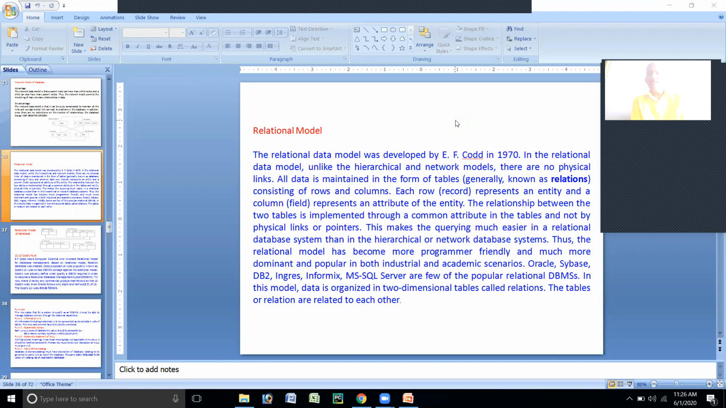For example, if you take one table, I'll take yours only. When you took admission for second year, your data will be sent to the PU board as a second year student. Then the board is maintaining your data.